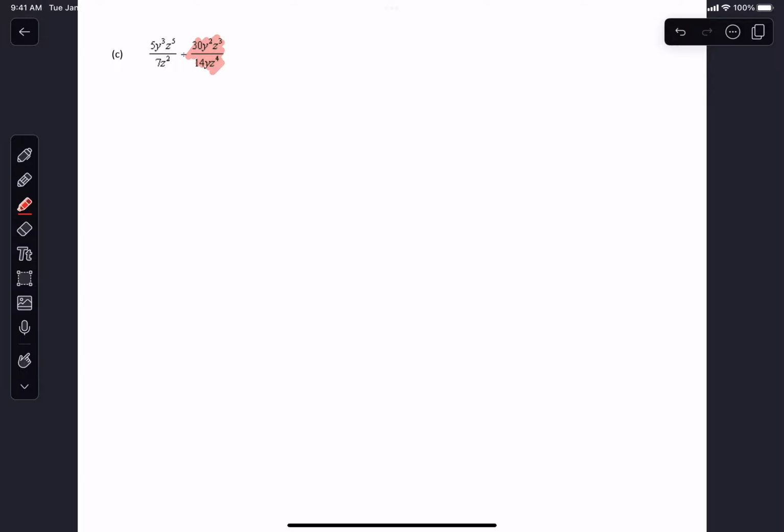Oh, yes. What's another way to write this question? Is that divided by? It is divided by, yeah. So this is technically written like this. I'm just going to rewrite it underneath here. 30 y squared z cubed.